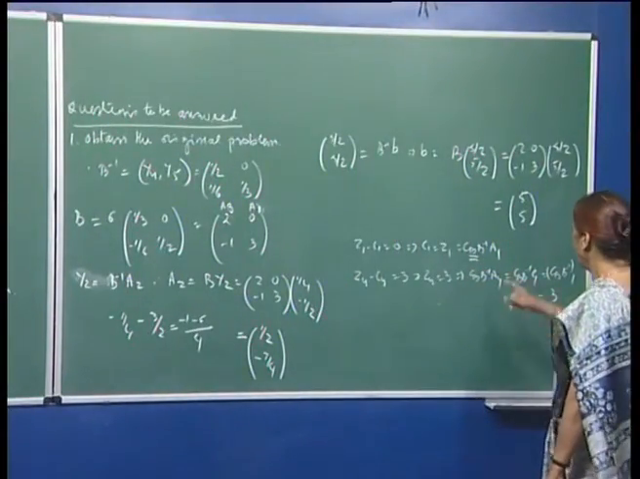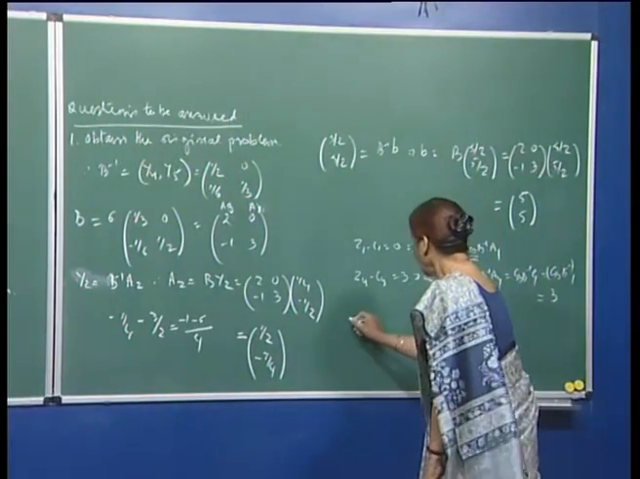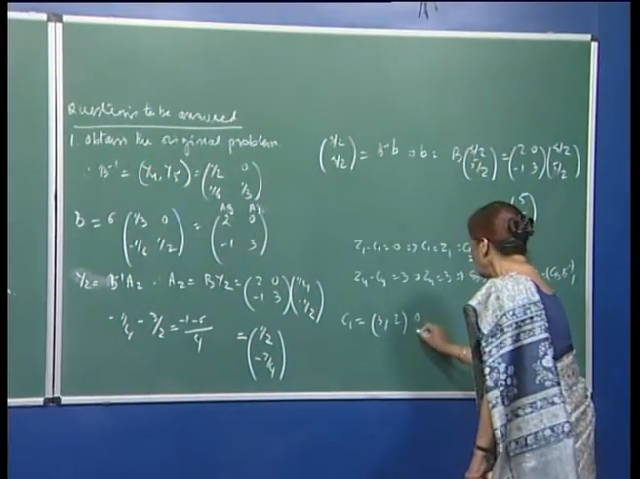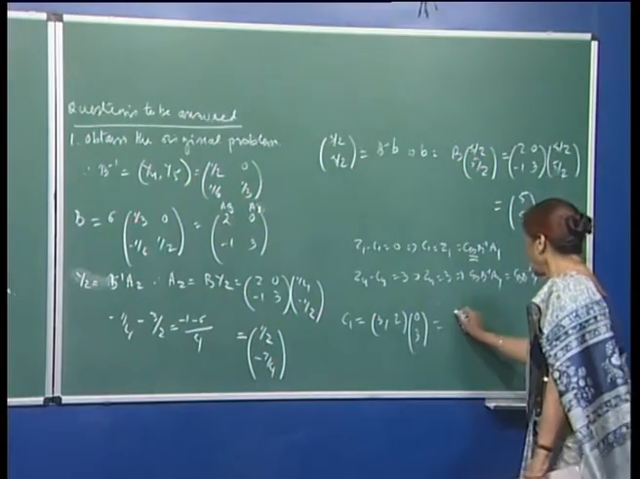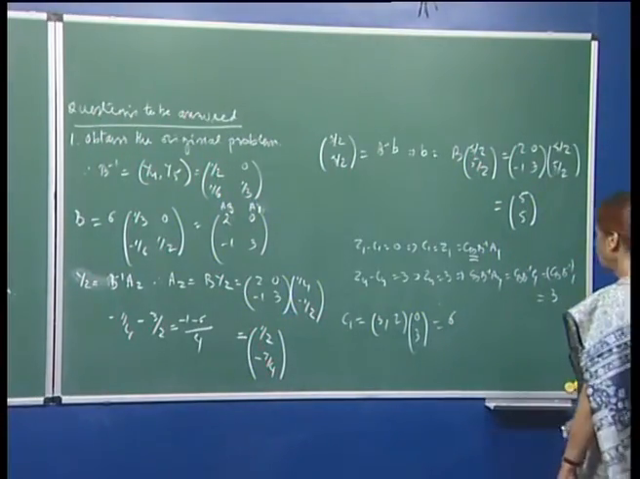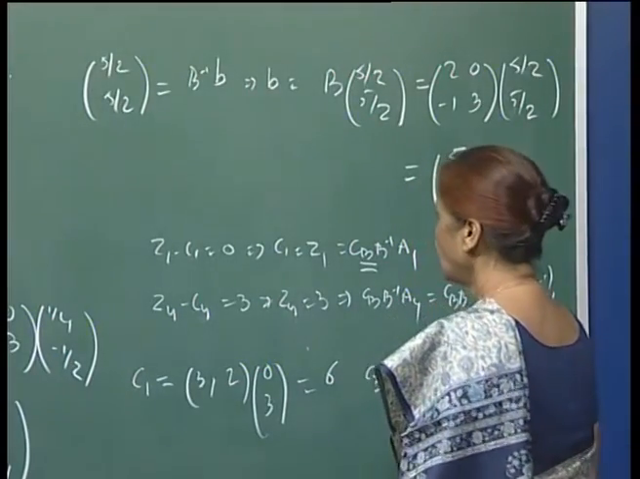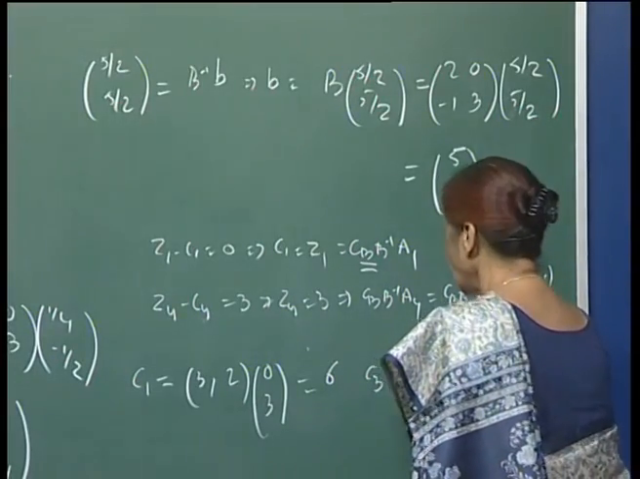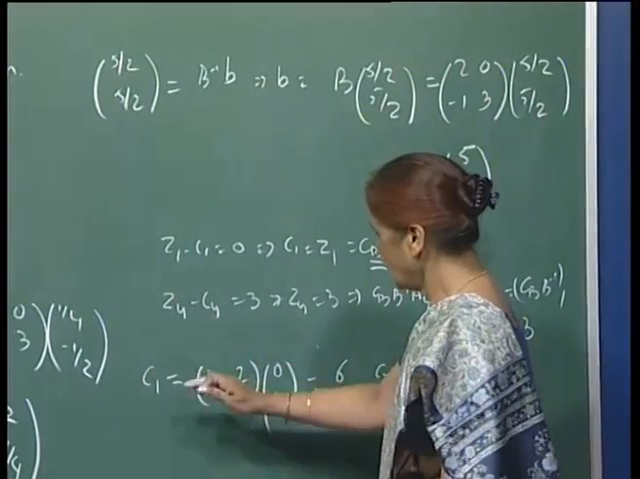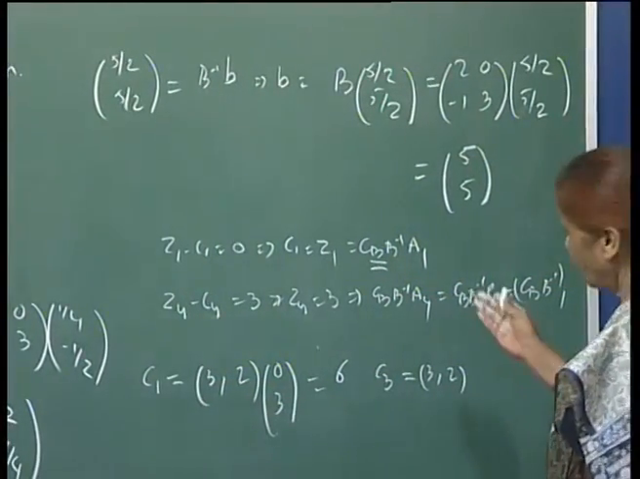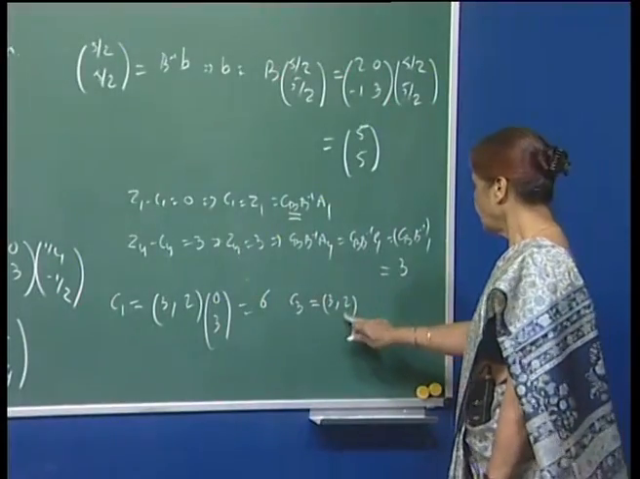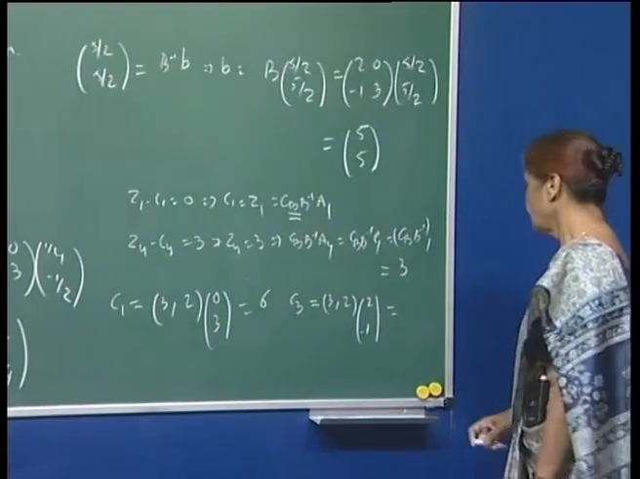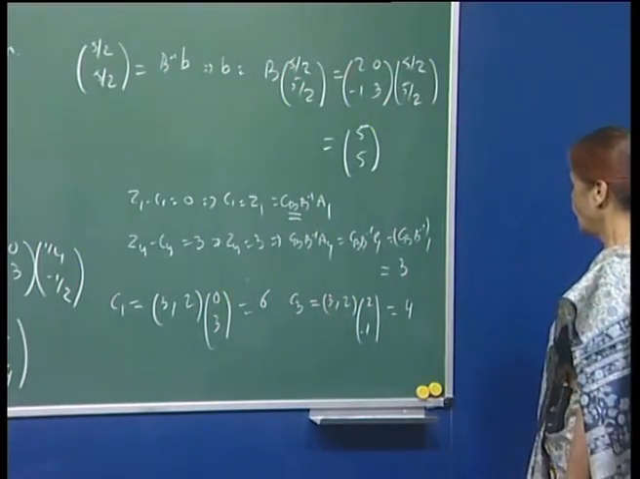So from here I will get C1 as 3, 2 times A1, which is 0, 3, which gives me 6. Similarly, C3 you can compute, which will be 3, 2 for the same reason, because Z3 minus C3 is also 0. So C3 is Z3, and Z3 is 3, 2 times the third column, which is 2, minus 1. So this is 6 minus 2, which is 4.